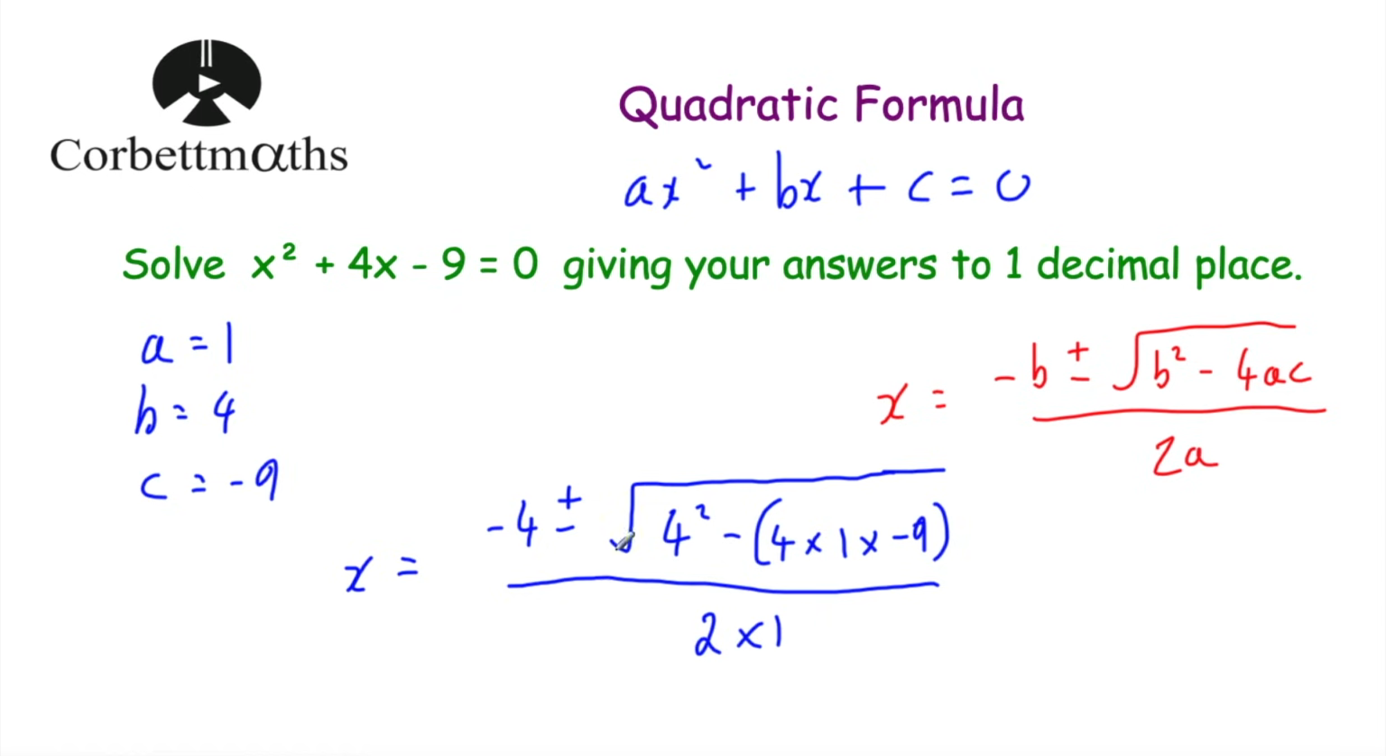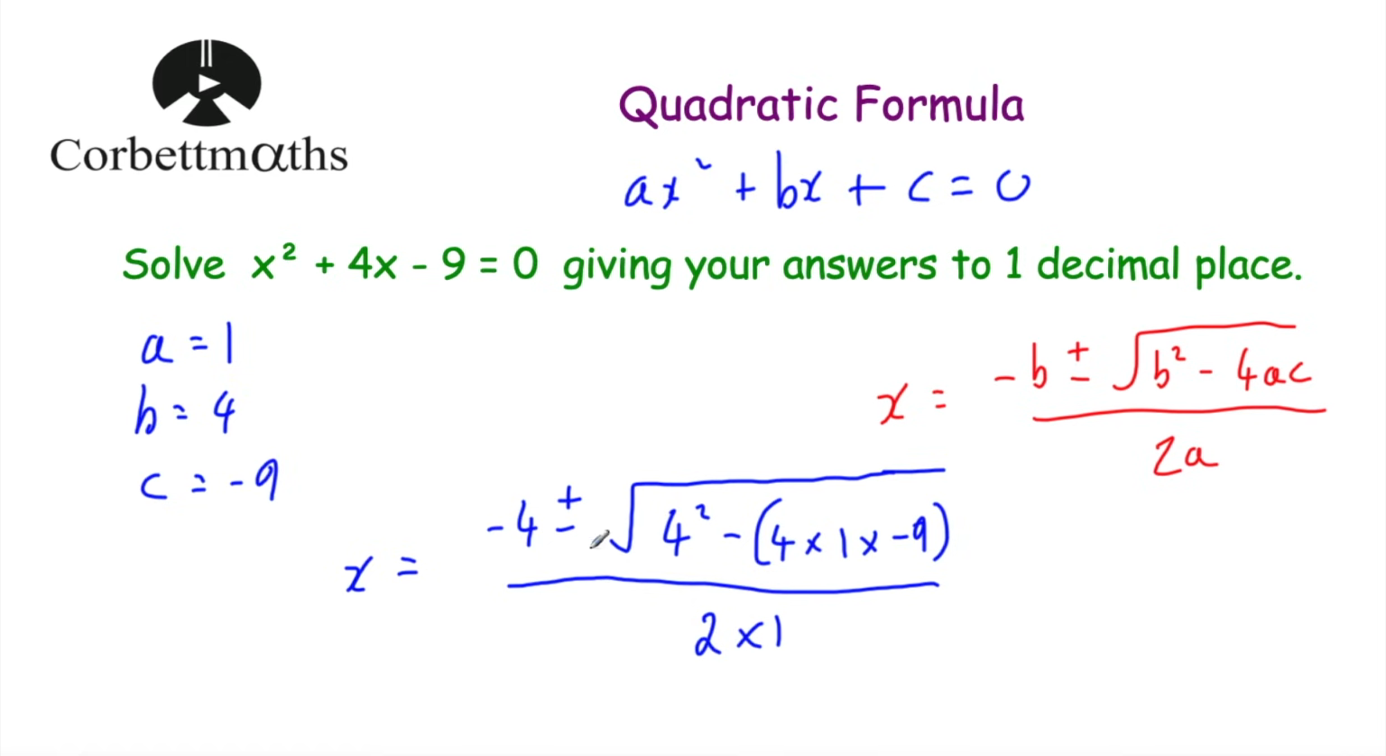Okay, so that's fantastic. Now at this point you can actually type this into the calculator. You can press the fraction button, and do negative 4 plus the square root of 4 squared minus, and then in brackets 4 times 1 times negative 9, close brackets, and then move down to the denominator and type in 2 times 1, and then get that solution, and then change the plus sign to minus, and then press equals, and you get the other solution as well.